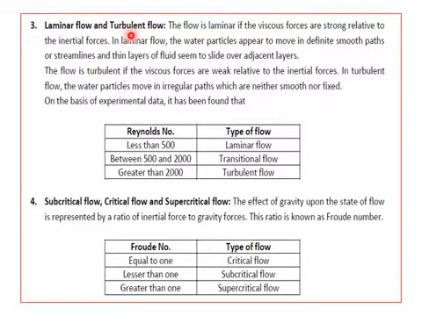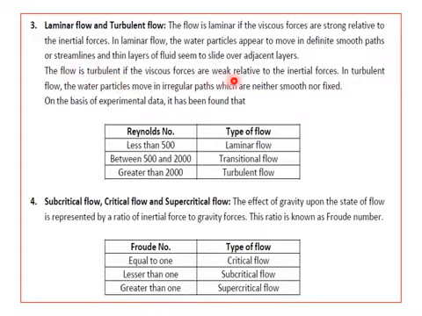So coming to laminar and turbulent flow. Here the flow is laminar if the viscous forces are strong relative to the inertial forces. In laminar flow, the water particles appear to move in definite smooth paths or streamlines, and thin layers of fluid seem to slide over adjacent layers. And if the water particles move in irregular paths, in a zigzag manner, which is neither smooth nor fixed, then it is known as turbulent.